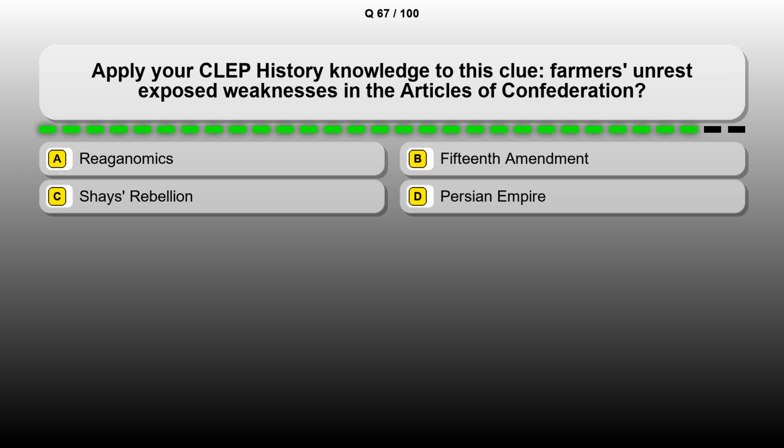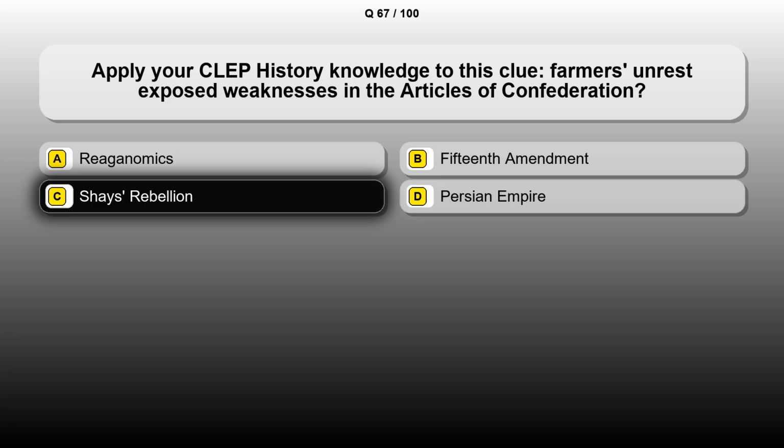Question 67. Apply your CLEP history knowledge to this clue. Farmers' unrest exposed weaknesses in the Articles of Confederation. Option A, Reaganomics. Option B, 15th Amendment. Option C, Shays Rebellion. Option D, Persian Empire.